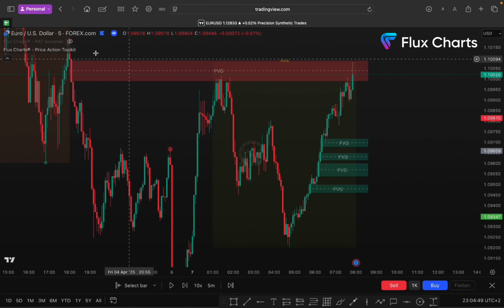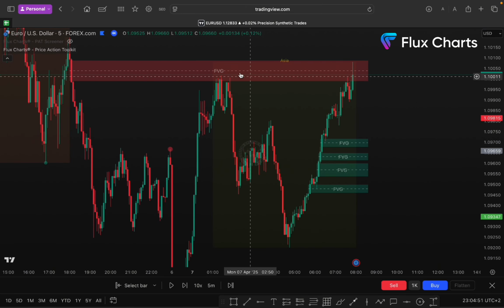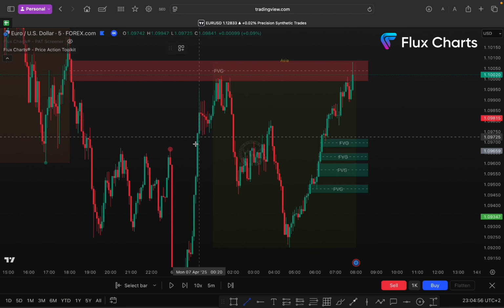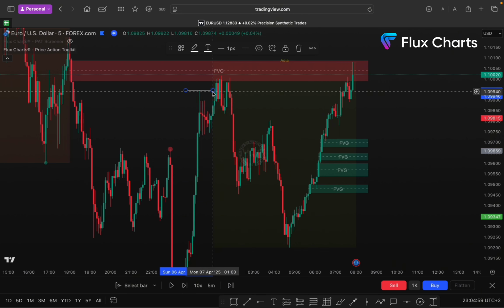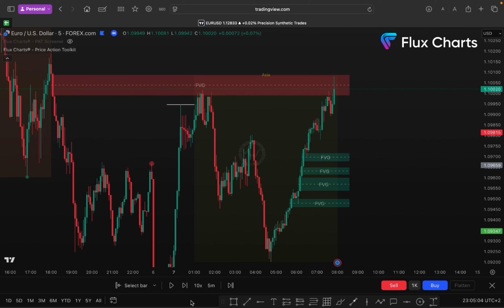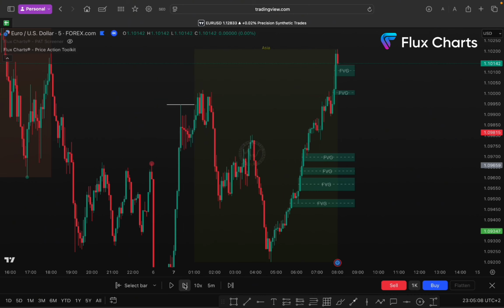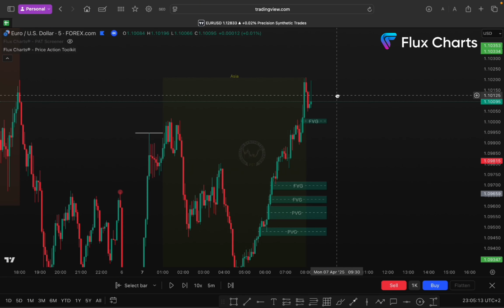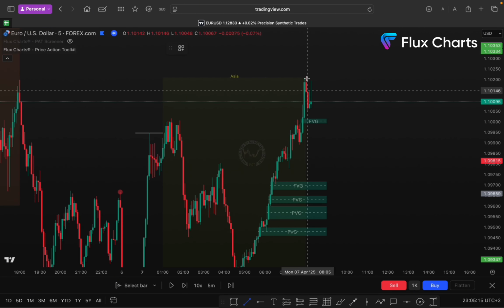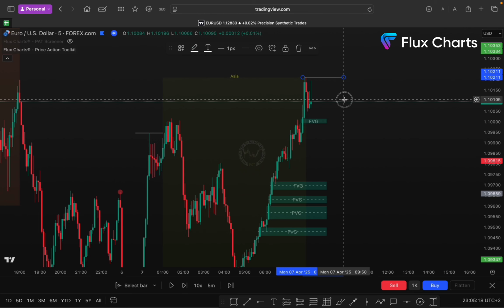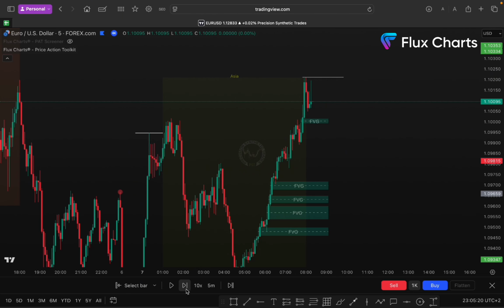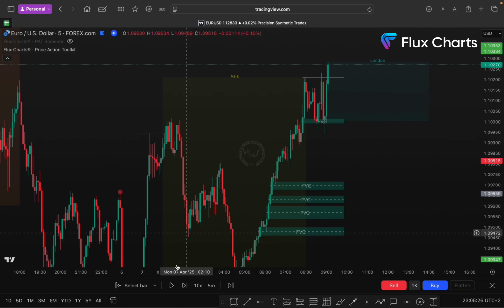Alright, so as you can see, this fair value gap was created. We got a nice trade right over here at the beginning of Asia session. We took the liquidity here and we came down. Asia session is about to finish. There we go. So created our Asia highs right over here. And let's see what happens. There we go. We had a sweep.